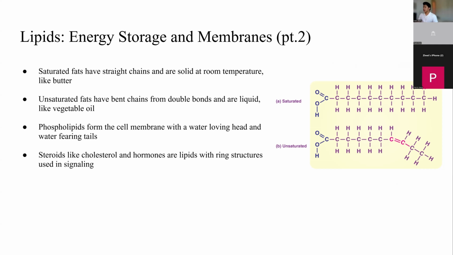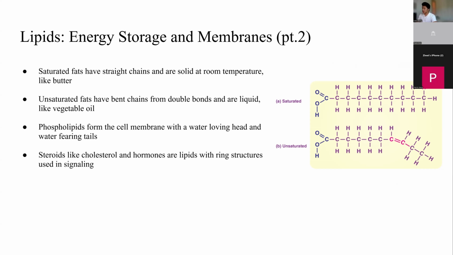Whereas unsaturated fats have sometimes what is called a bent chain, or more formally known as a kink. And this results from a double bond, shown right here. When we have a double bond, the literal shape of the molecule changes, and this is attributed to some of its properties, such as the fact that it's a liquid at room temperature. So vegetable oil is a very good example of an unsaturated fat.